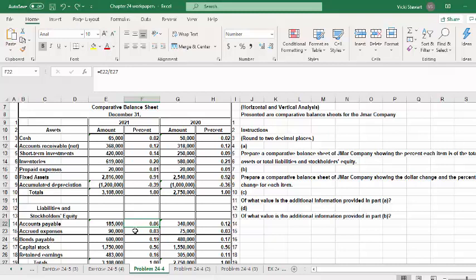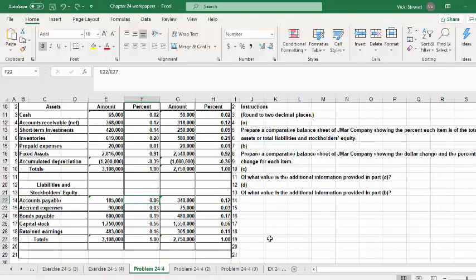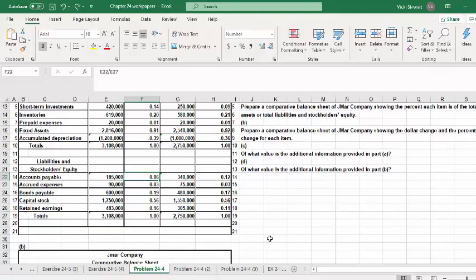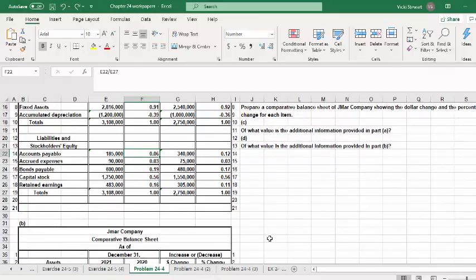So these percentages can be compared with those of other firms that are also successful in the industry to see how this firm stands up against those, but also to see where there might be areas where there could be improvements. In the B portion, it asks us to prepare comparative balance sheets of Jmar showing the dollar change and the percent change for each item.